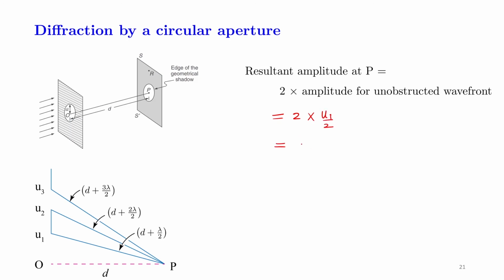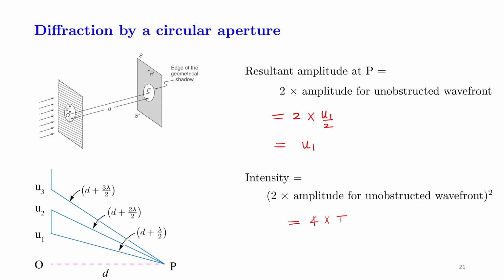Therefore, the resultant amplitude at P when we place a circular aperture between the planar wavefront and the screen is u1. The corresponding intensity at P would be the square of twice the amplitude for unobstructed wavefront. So this is 4 times I0, where I0 is u1 over 2 the whole square.